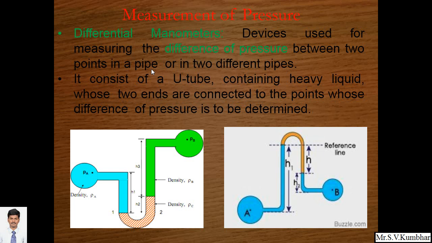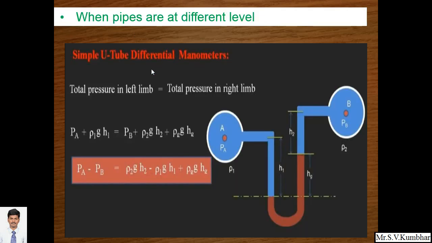In the second figure, inverted U-tube differential manometer is shown. First, simple U-tube differential manometer. There are two cases. In first case, pipes are at same level or pipes are at different level. Here pipe A and pipe B are at a different level. So I apply the same fundamental: total pressure in left limb is equal to total pressure in right limb.